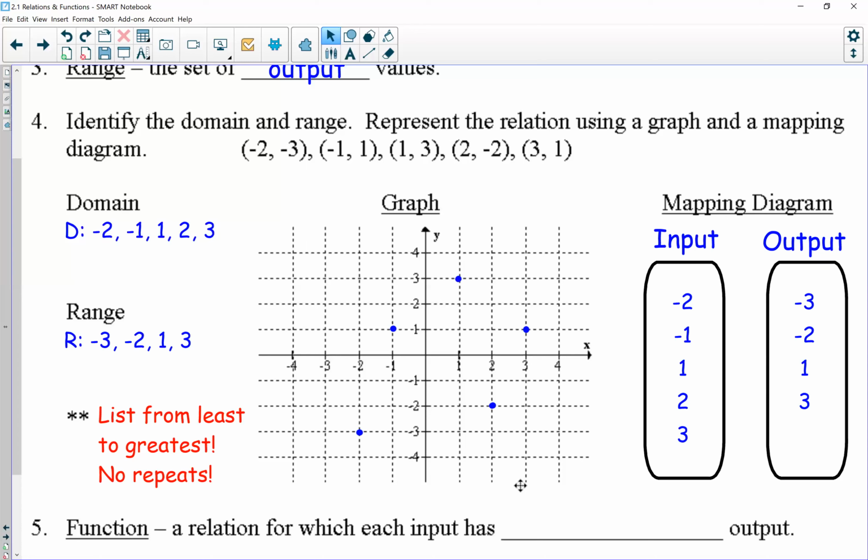Then to complete your mapping diagram, you draw an arrow from the input value to its corresponding output value. So in the first ordered pair we were given, -2 is the input, -3 is its corresponding output. I would draw an arrow between those two values. And I would repeat that process for the remaining 4 ordered pairs. So the mapping diagram would look like this when it's completed.